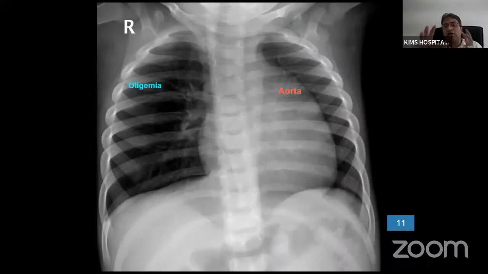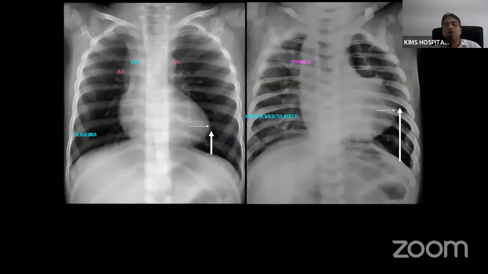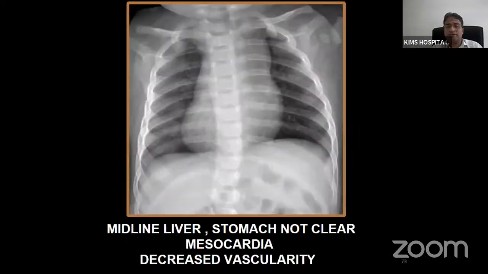And whenever you see oligemia in TOF physiology, and you can see some shadow like that, that is typical of CCTGA. With that shadow only, you can make the diagnosis of CCTGA. I told you this is a typical boot-shaped heart, but a more prominent boot shape and higher vascularity in patches, one side oligemia, other side hypervascular, is typical of VSD with pulmonary atresia.